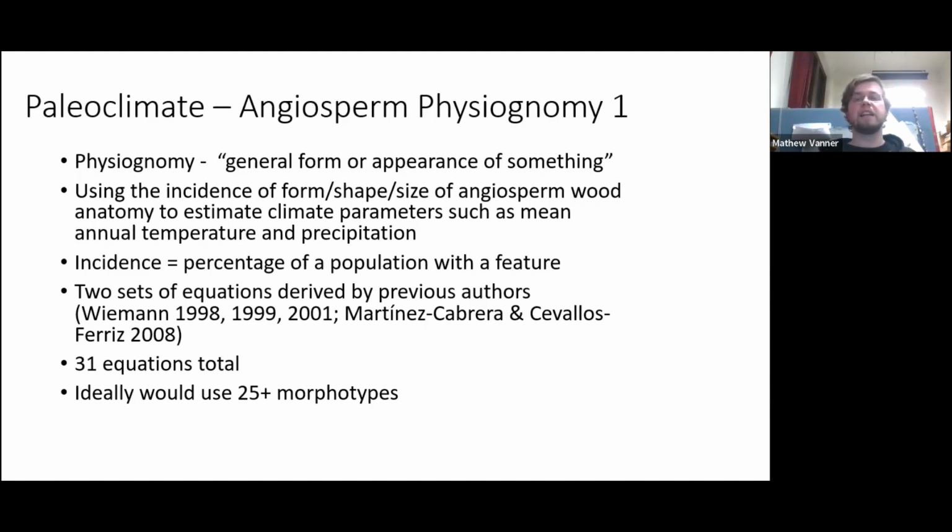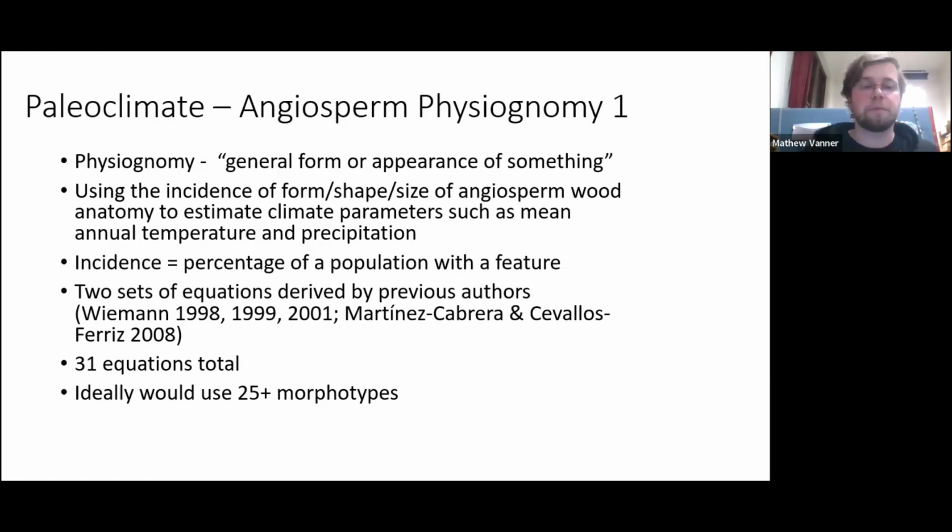I focused more on angiosperm physiognomy because it hasn't really been done in New Zealand before. So physiognomy means the general form or appearance of something. And I can use the incidence, so essentially the percentage of species in an area that have a feature, so the incidence of a form, shape, or size of angiosperm wood anatomy, to estimate a climate parameter such as mean annual temperature, mean annual precipitation, and others.